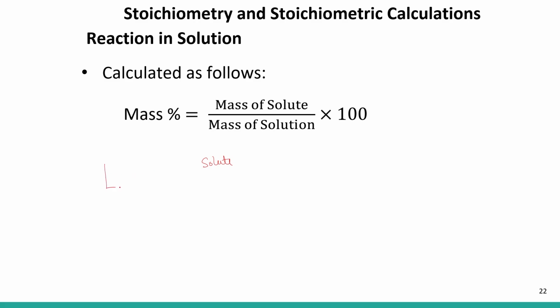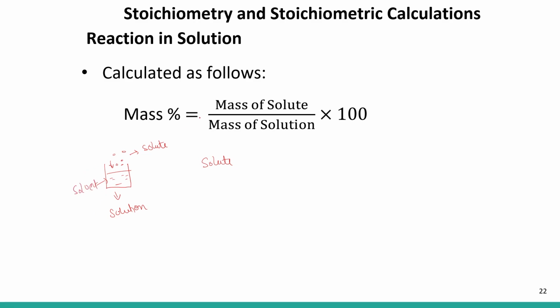whenever you make a solution, suppose you are making a sugar solution, you take water and you put the sugar in it and make the solution. The sugar which you are dissolving is called the solute, and the thing in which we are dissolving the solute is called the solvent.